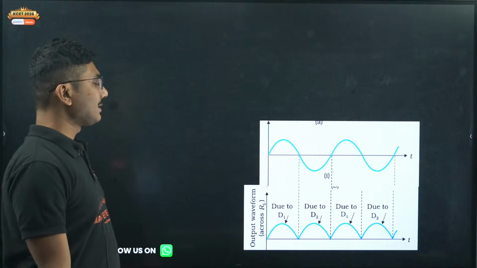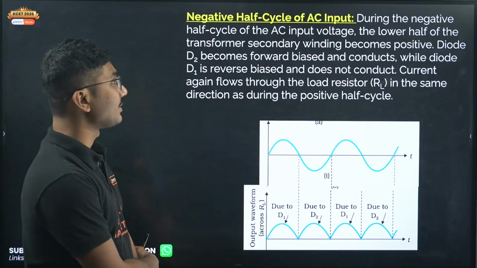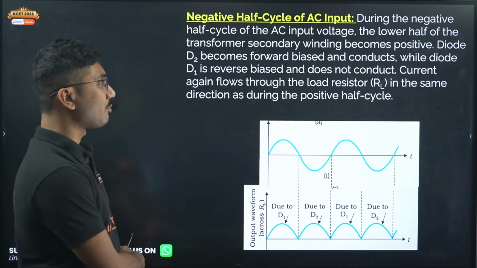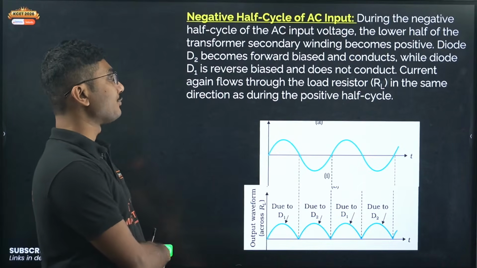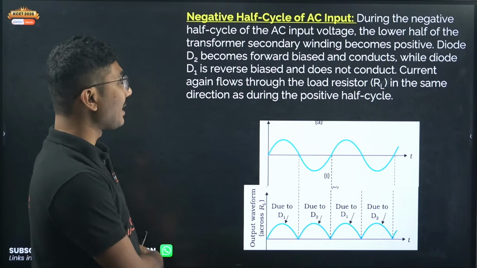Next is the negative half cycle of the AC input. During the negative half cycle of the AC input voltage, the lower half of the transformer secondary winding becomes positive. Diode D2 becomes forward biased and conducts, while diode D1 is reverse biased and does not conduct.